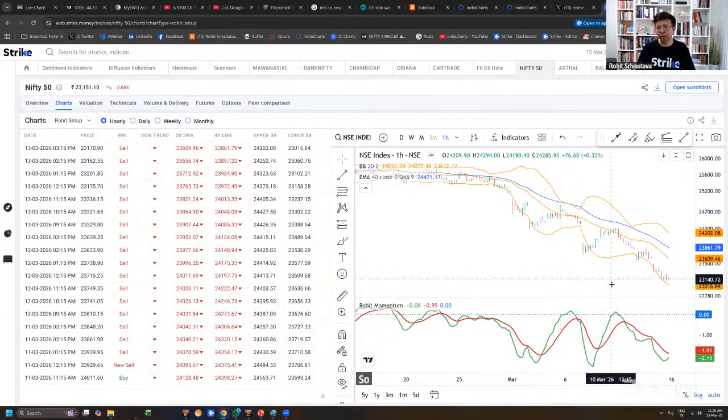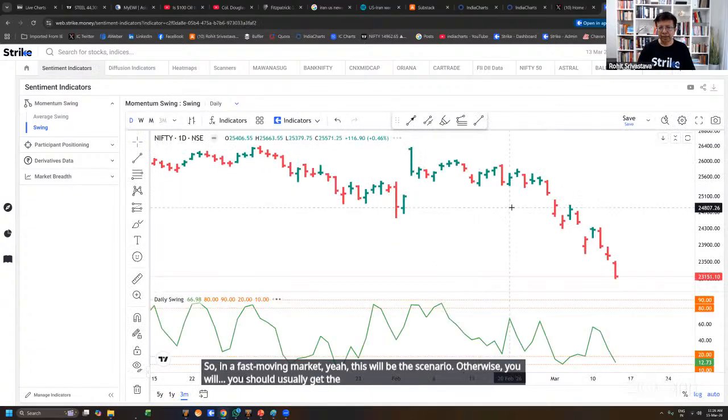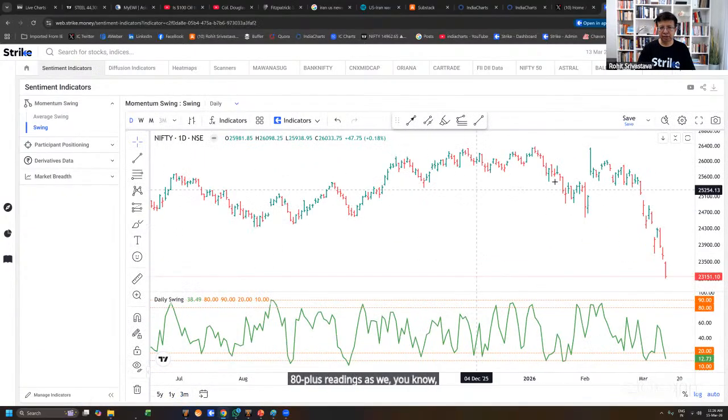So in a fast moving market, this will be the scenario. Otherwise, you should usually get the 80 plus readings as we were getting earlier.